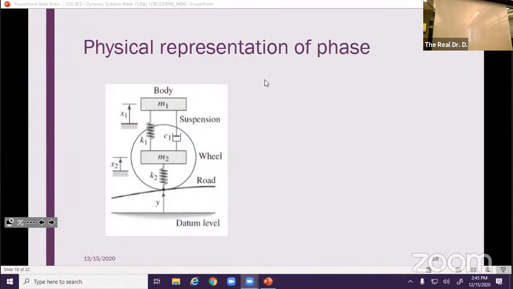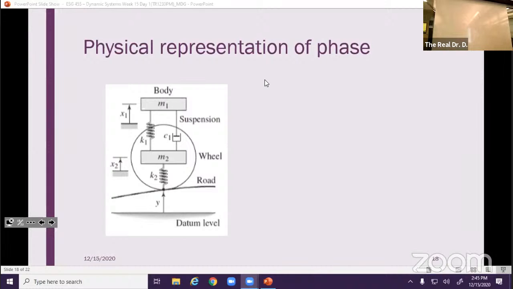So, physical representation of phase, right? We never really went over what phase is and what the meaning of it is physically. So imagine for a second we've got a car on a wheel. We use cars a lot. It's true. The body of my car is attached to my wheel via the suspension, and there's some input that we're putting in there.